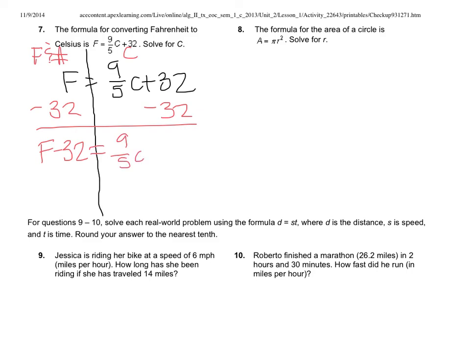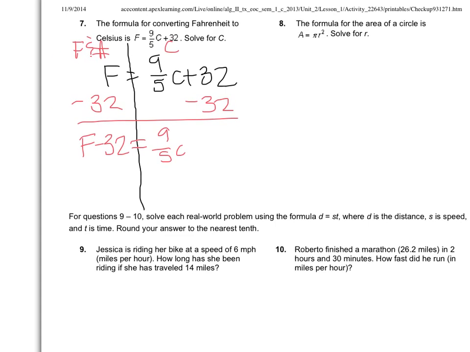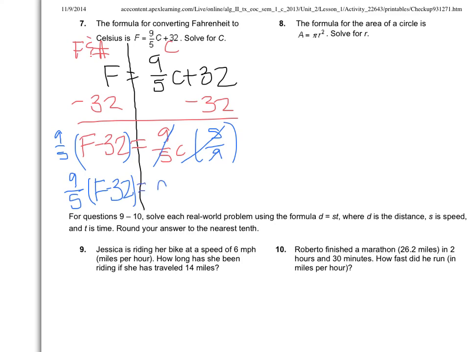Well, normally to get rid of the number in front of the letter, we divide, but as we mentioned earlier, instead of dividing by 9 over 5, I can actually multiply by the reciprocal. The reciprocal is the flipped form of that, and that's really nice because it cancels those fractions out. And if I do that to one side, I have to do it to the other side. So I would leave it 9 over 5 times f minus 32 equals c, and that would be our solved equation.